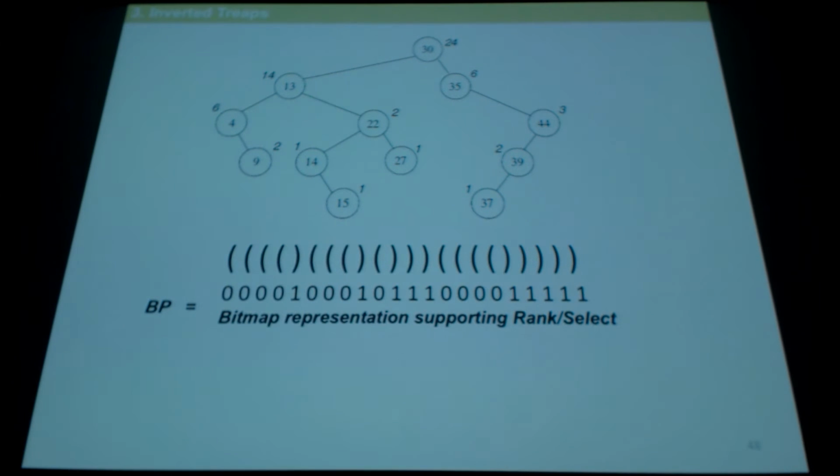But the trick is that the bitmap representation has to support rank and select. Rank and select are some really complex operations that were invented by Ian Munro in 1996. And it basically opens a new area. It's called the compact data structures area in computer science. Basically using that bitmap representation, we can traverse everything inside the bitmap, and the bitmap is actually compressed at the same time.